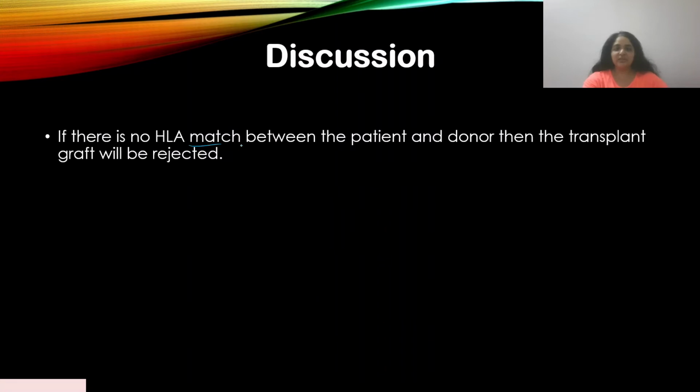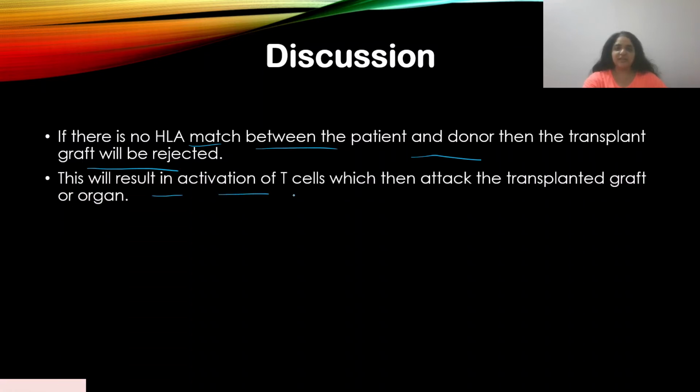So if there's no HLA match between the patient and donor, then the transplant graft will be rejected. Almost all the time there is some immune response, even if HLA typing is properly done and checked. This will result in activation of T cells, which then attack the transplanted graft or organ. I already discussed HLA typing and transplantation in the previous question, so you can go back and watch that discussion again if you need to.